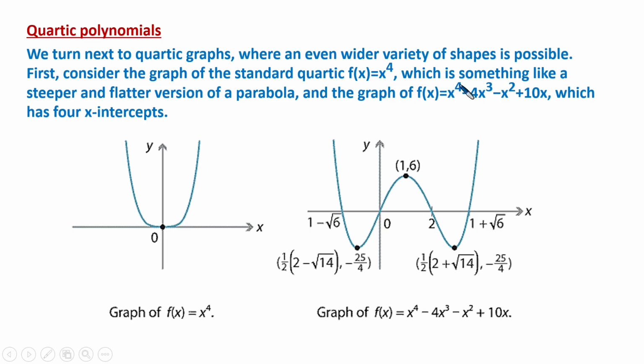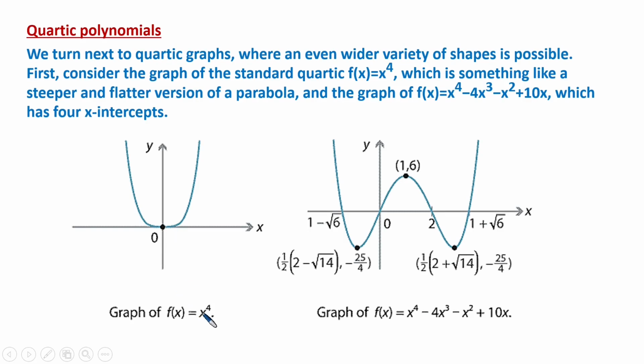So this is to the power 4. We turn next to the quartic graph, where an even wider variety of shapes is possible. So you can have many turning points. In a parabola you had only one turning point. In a cubic you had how many turning points? Two turning points. Here you have 1, 2, 3, three turning points, or it can be 1.